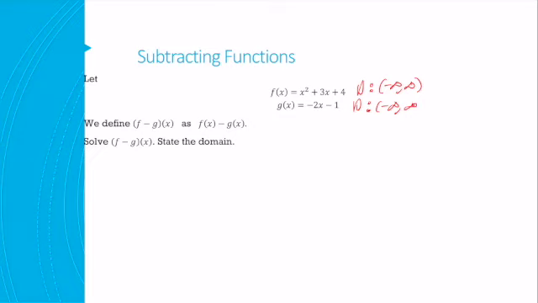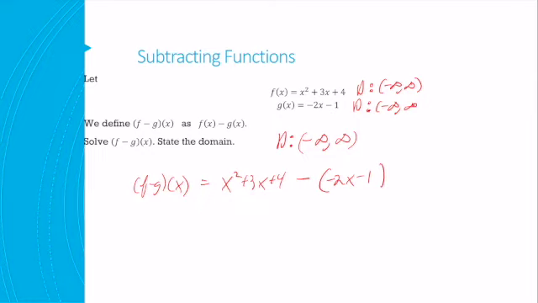So I know our domain of our function is going to be from negative infinity to positive infinity. Okay? Now we can go ahead and subtract. So if I take f minus g of x, I'm going to take f of x, which is x squared plus 3x plus 4 minus g of x. Now I'm going to have to go ahead and distribute that negative. So I have x squared plus 3x plus 4 plus 2x plus 1. And now I can combine like terms: x squared plus 5x plus 5.